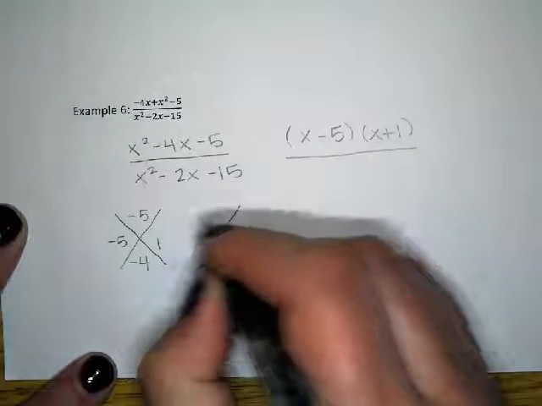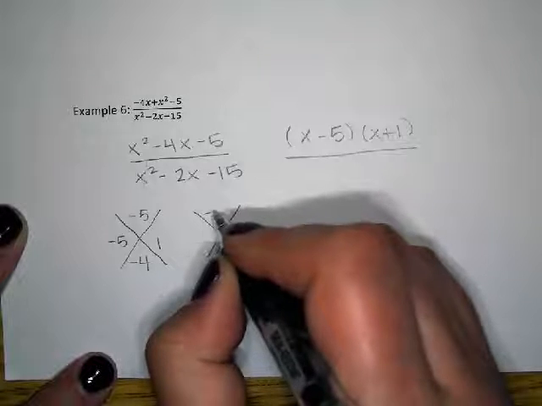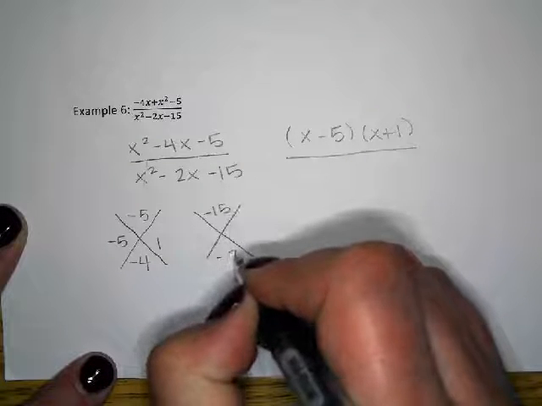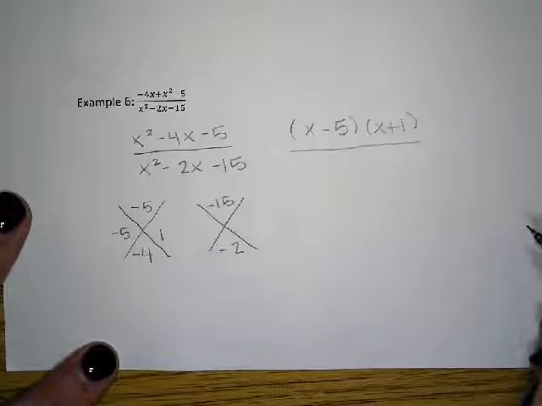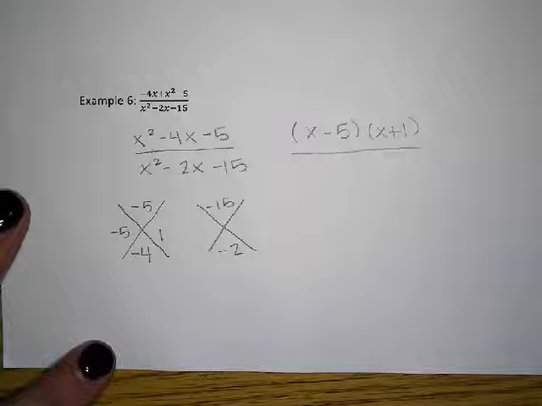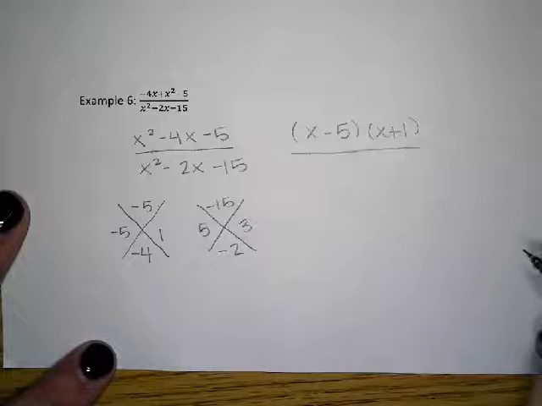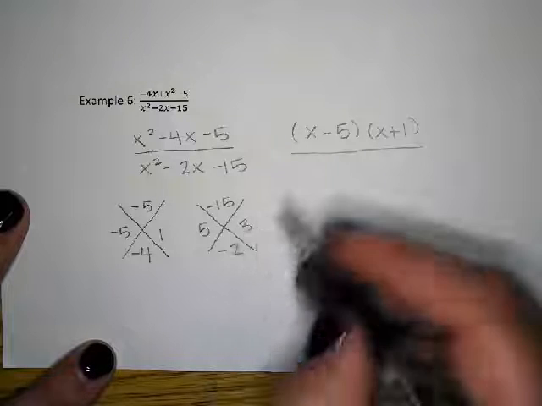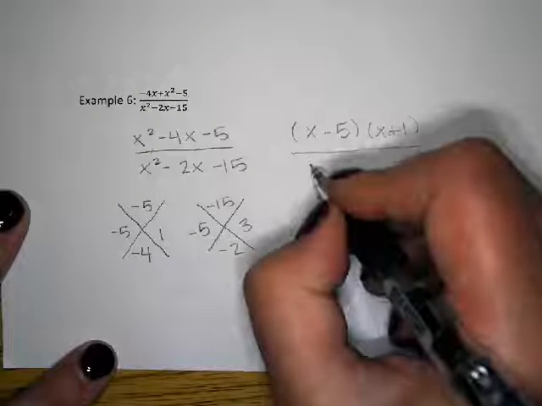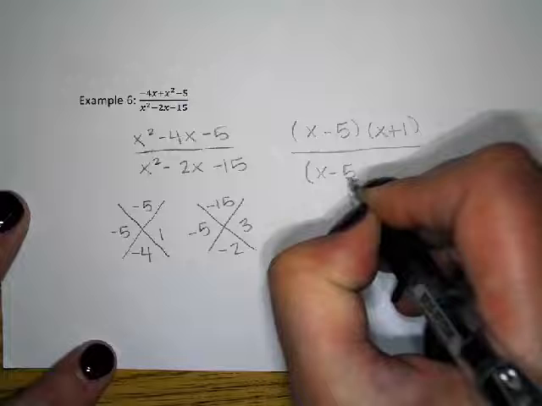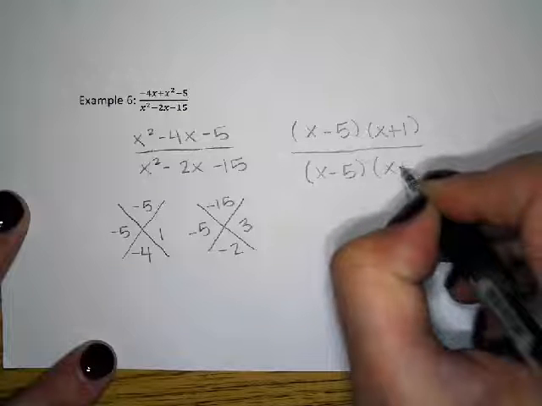Have we figured out the numbers for the other one yet? Multiplies to -15, adds to -2. 5 and 3. That adds to 8, you guys. -5. There we go. Okay. So x minus 5, x plus 3.